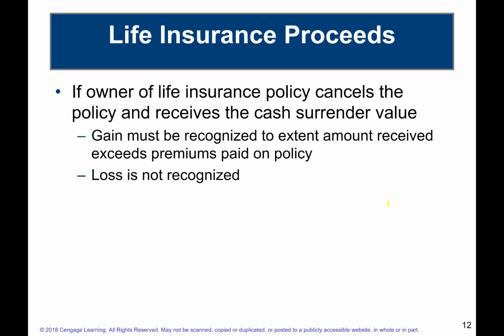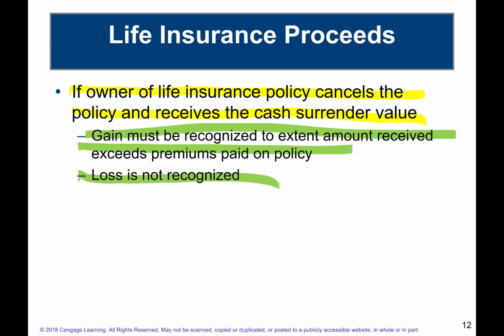Okay, coming over, if the owner of the life insurance policy cancels the policy and receives cash surrender value, so instead of waiting to die to get the money out of it, I just go ahead and cancel the policy, and they give me any value that is considered the cash surrender value of that, then I will recognize a gain to the extent that I received amounts in excess of the premiums that I paid. Okay, a loss is not recognized.